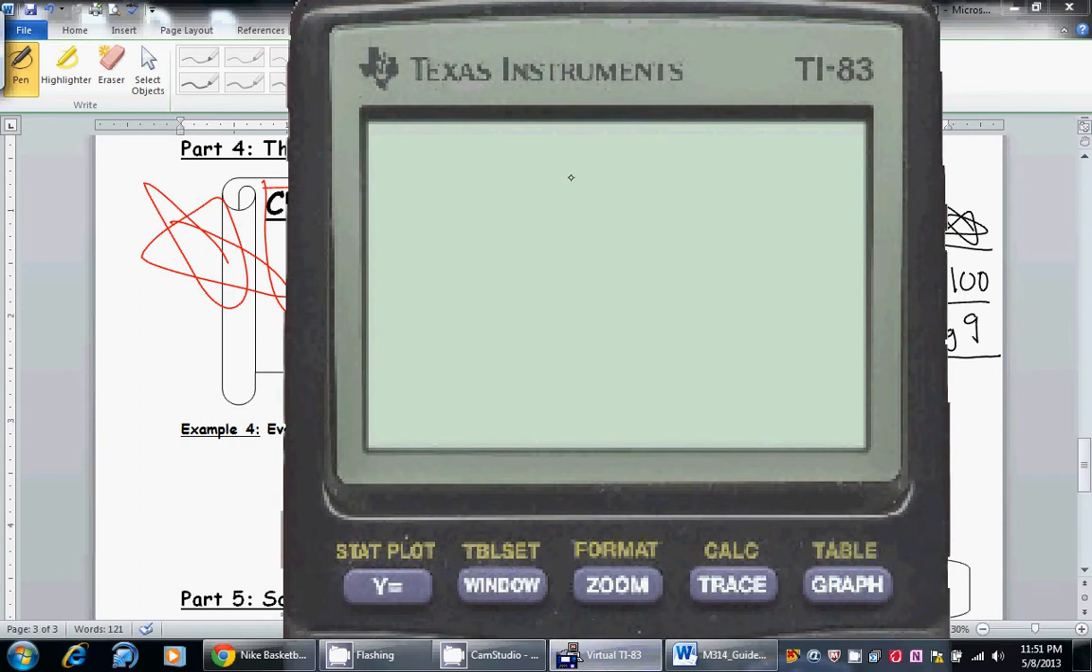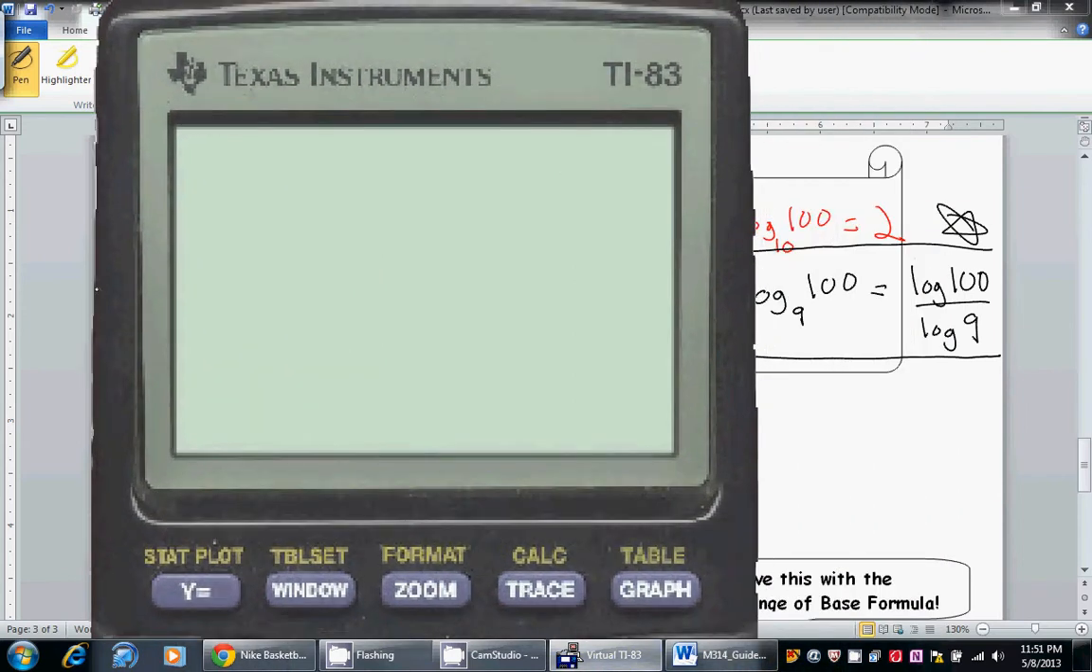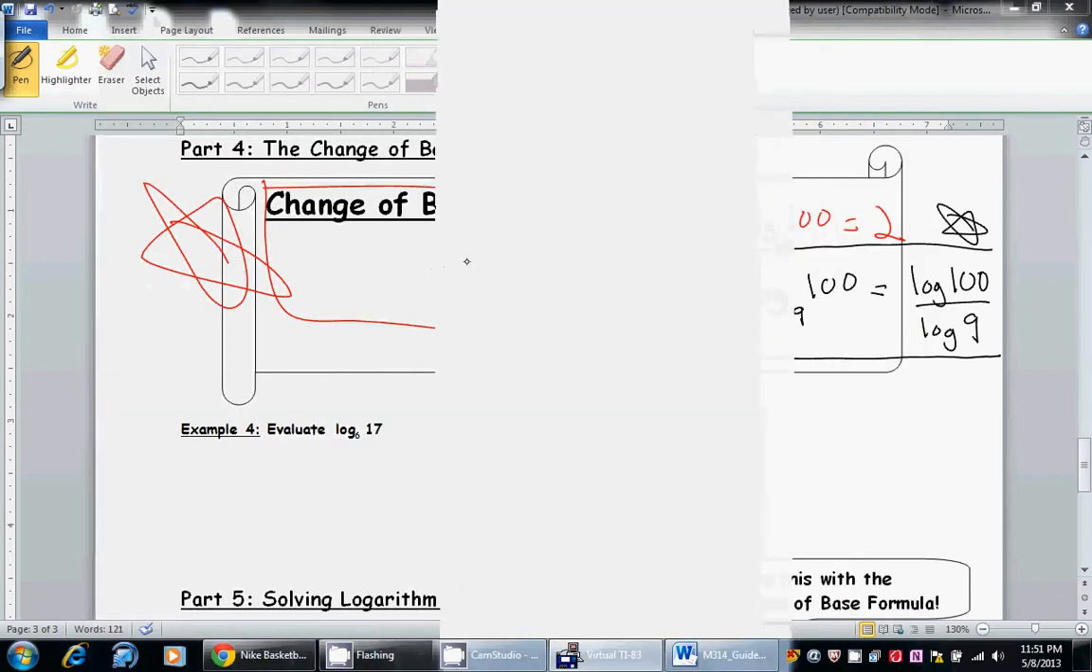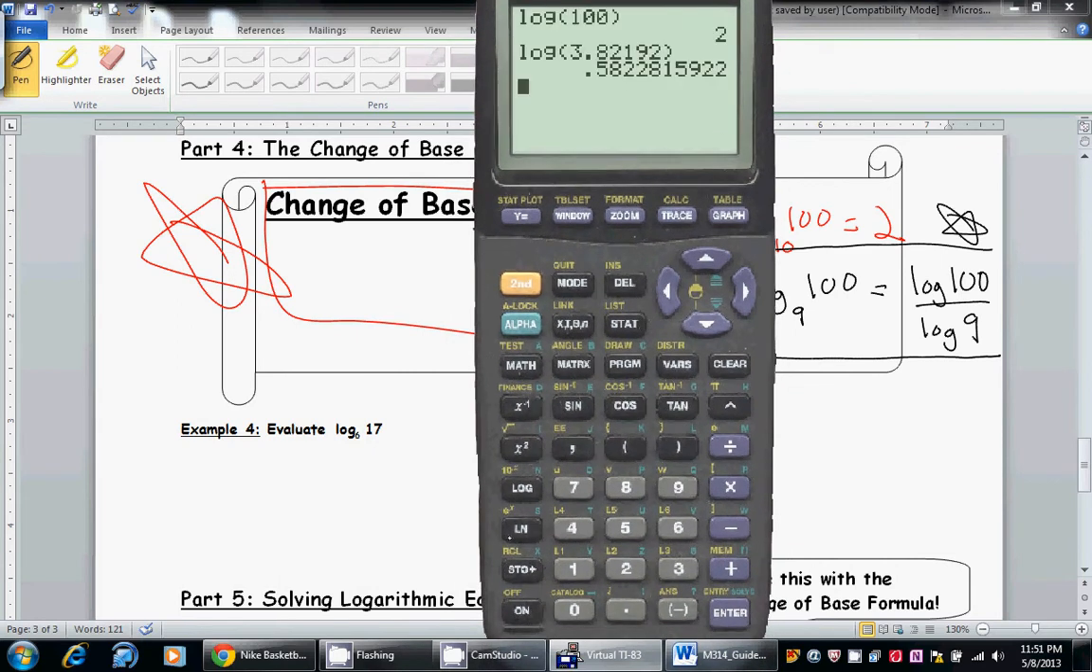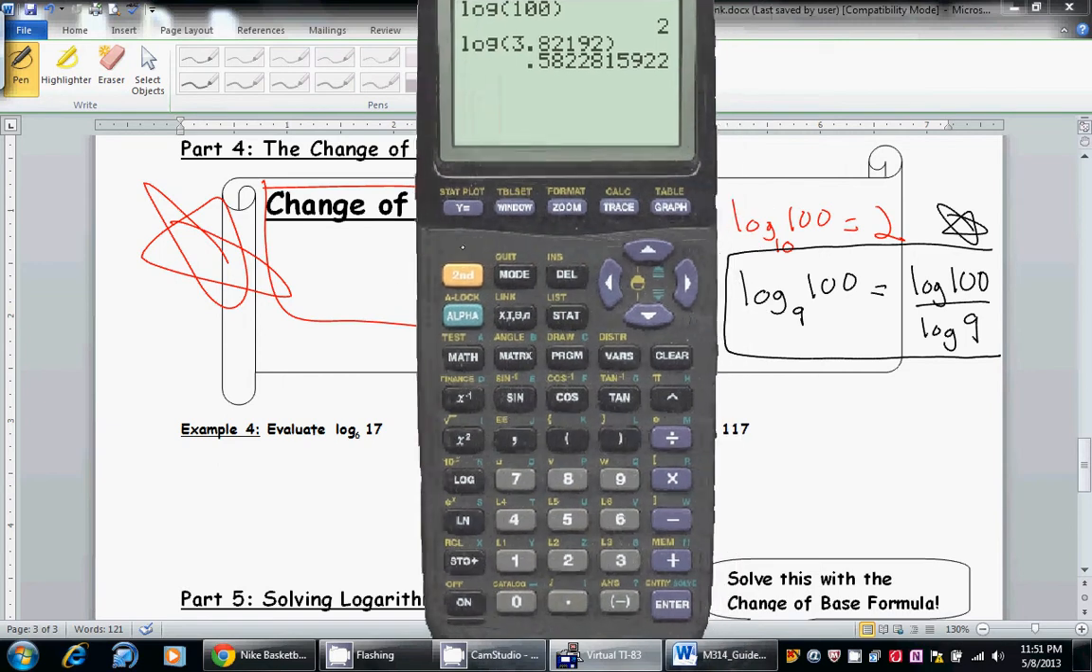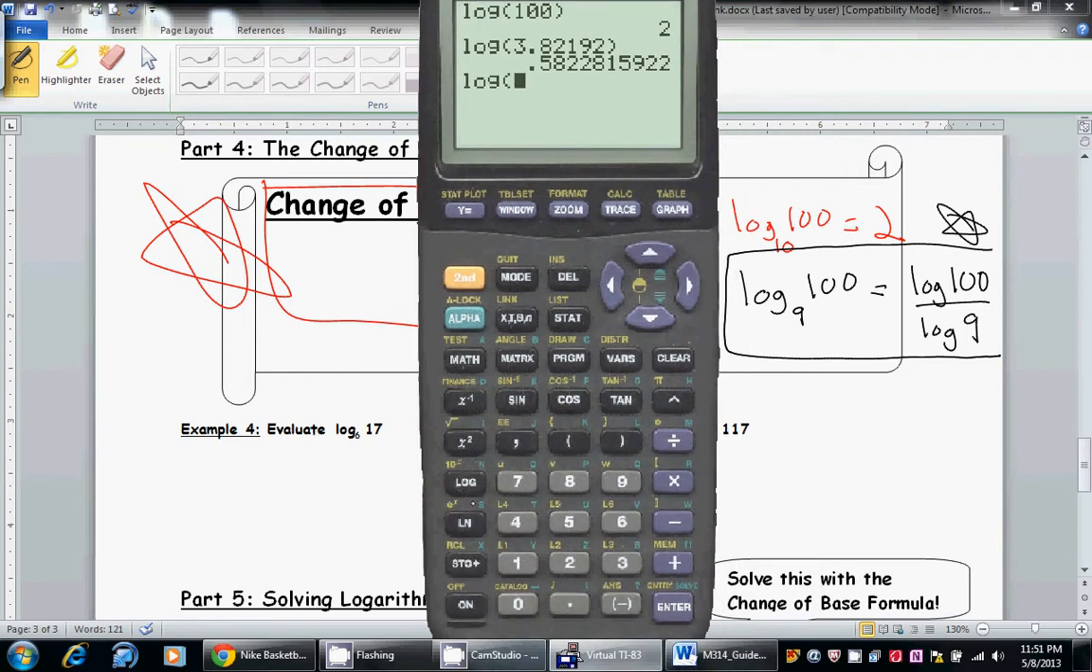And now on my calculator, whoa, jumbo size again. What? There we go. Okay, the log of 100 base 9 is going to be the same as the log of 100 parentheses divided by the log of 9 parentheses. And now let me hit enter on that.